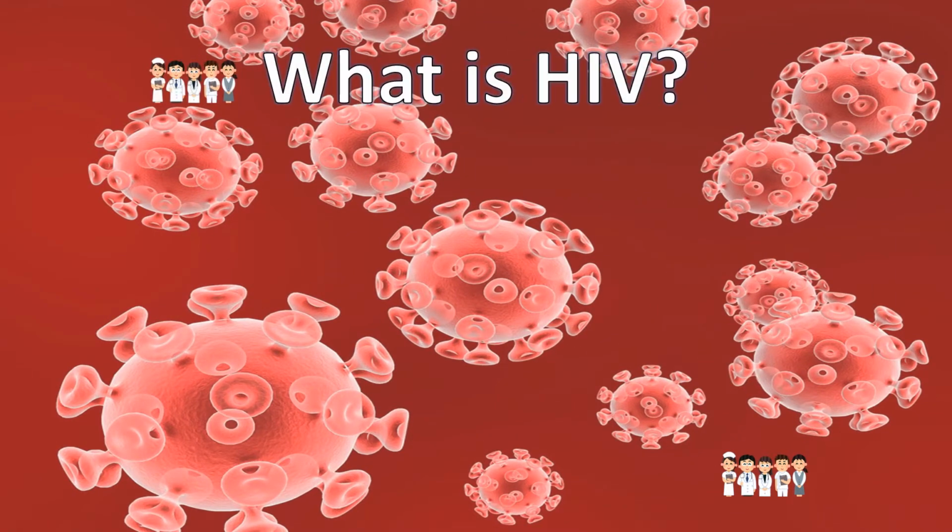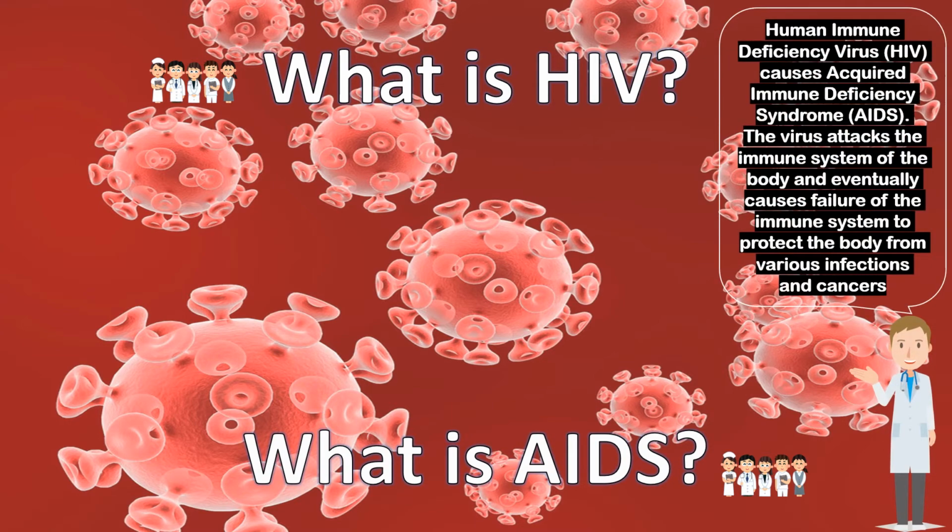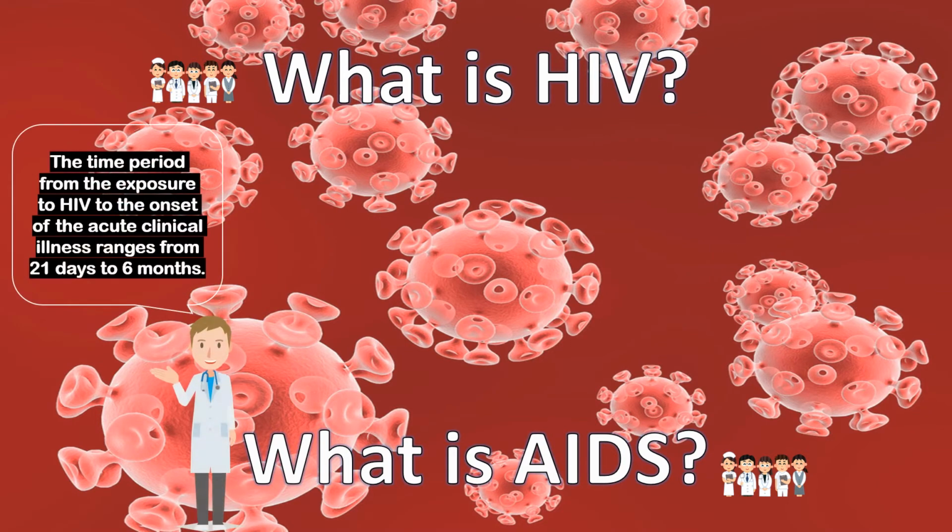What is HIV? What is AIDS? Human immunodeficiency virus, HIV, causes acquired immunodeficiency syndrome, AIDS. The virus attacks the immune system of the body and eventually causes failure of the immune system to protect the body from various infections and cancers. The time period from the exposure to HIV to the onset of the acute clinical illness ranges from 21 days to 6 months.